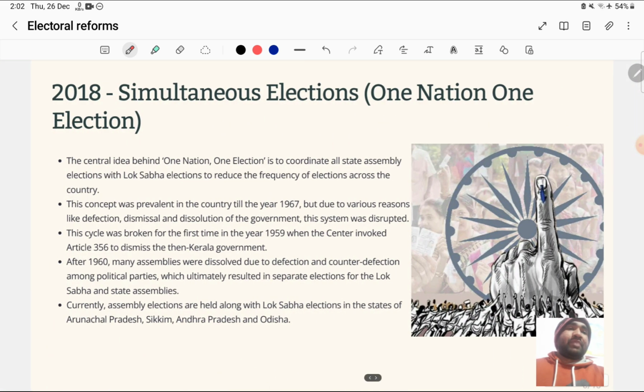Now the major topic that has been in the news over the year, and we all know that UPSC loves those topics that come simultaneously all over the year. So that is One Nation One Election. The idea came in 2018, and first time it was introduced in 2018. The concept was prevalent in the country till 1967. So till 1967, Lok Sabha elections, that is general elections, and state elections were held simultaneously. But due to various reasons like defection, dismissal, and dissolution of government, the system was disrupted.